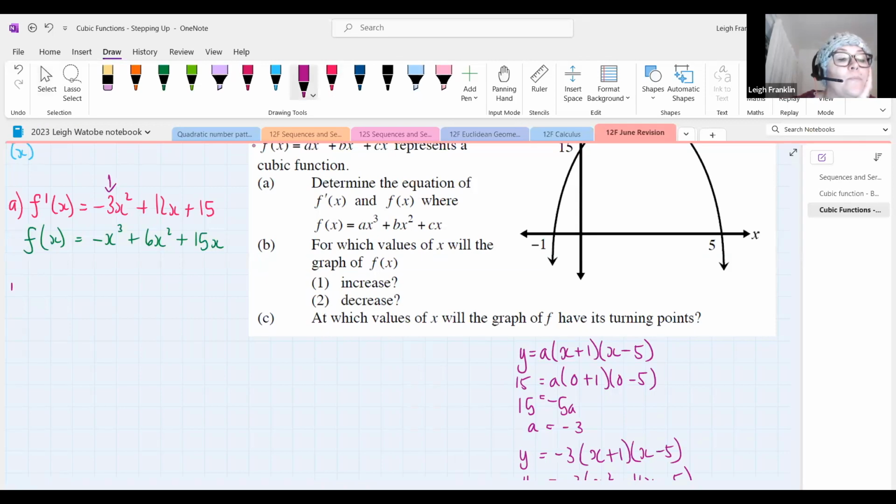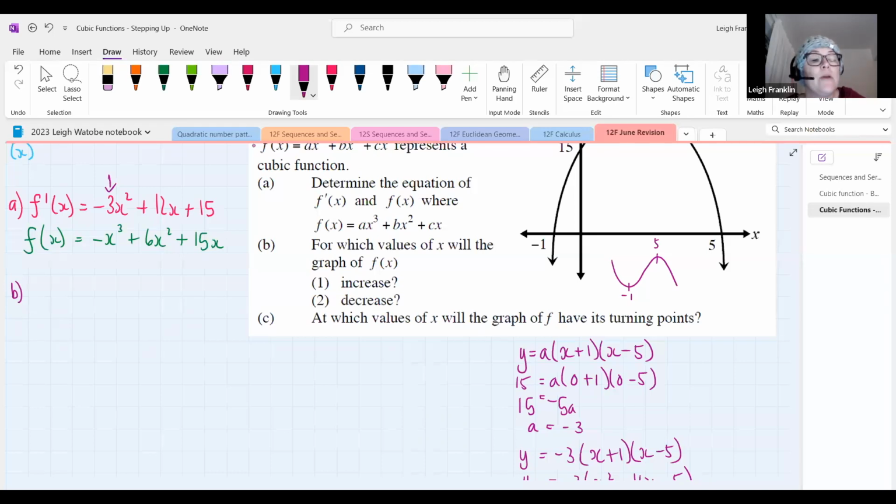Okay. So in part B, for which values of x will the graph f of x, now remember this is your original cubic function. So remember it's first going to be concave up and then concave down. This over here is negative 1. That over there is 5. Okay, so for which values of x will it be increasing?